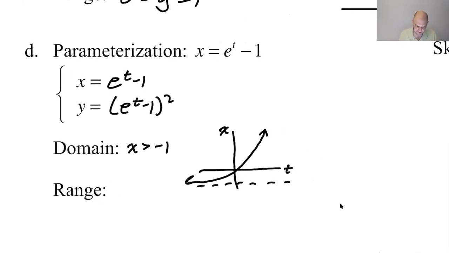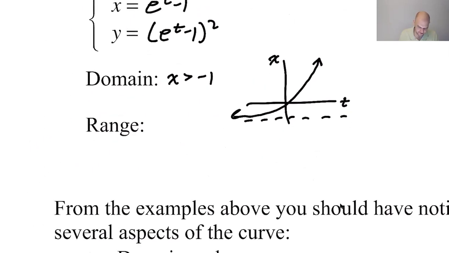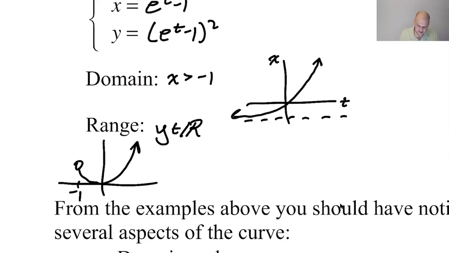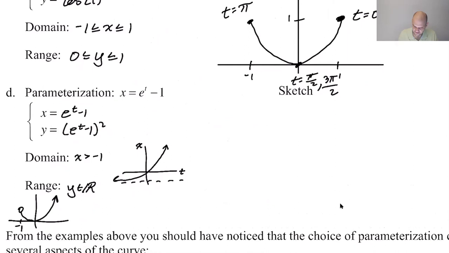If x just has to be greater than -1, then you get all of y equals x squared. Here's -1, open circle, but you get everything. So I'm going to say that y is an element of the reals. The range is, generally speaking, I find harder to figure out.